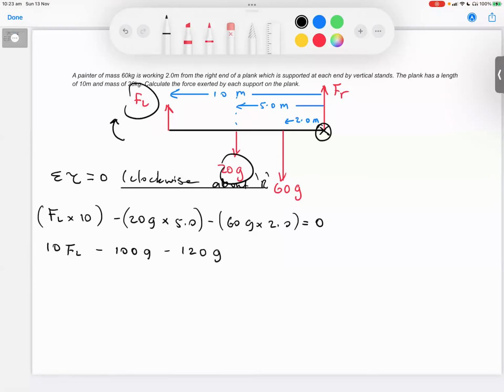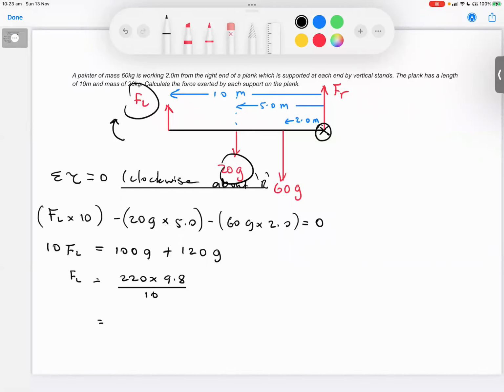In fact, you know what I'll do? I'm going to make that an equals, and I'm going to make that a positive. All right. Just in real time, I'm looking to take a shortcut if I can. If you need to take more steps in the interim to get it right, that's okay. So that means FL equals 220G, which is 220 by 9.8, all divided by 10.